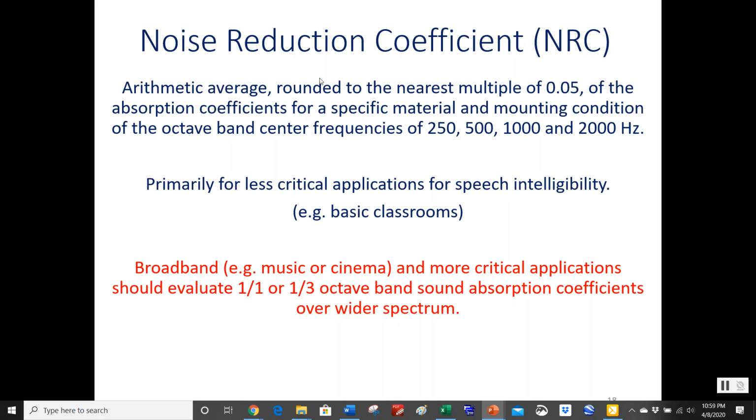And you'll probably have somebody on the team that wants to use a product and they say, can't we use this? It has really good noise reduction coefficient. And you have to say, well, yeah, but it's terrible at these lower frequencies, and this metric doesn't tell you anything about that. So we need to consider these lower frequencies because you plan to do music, movies. In those cases, more critical or more broadband, you need to look at the 1 octave or the 1/3 octave bands, particularly the lower frequencies.